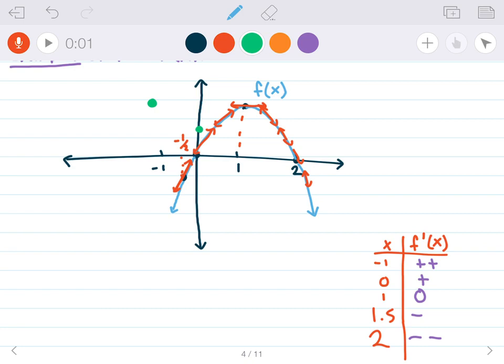When x is equal to 1, that slope is 0, and so it's going to go through the x-axis right here. When x equals 1.5, we have a negative slope. When x is equal to 2, we even have a smaller number than that. And so we're getting what's kind of looking like a line here. So this is f prime of x, my derivative. And again, f of x is just this parabola.